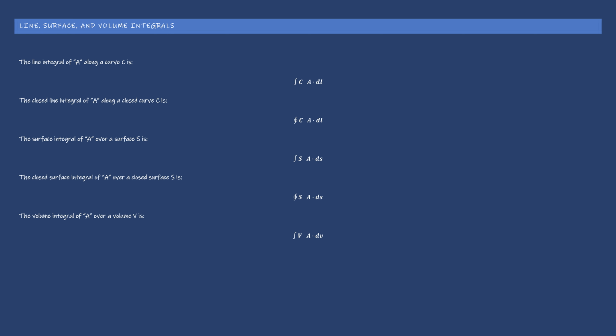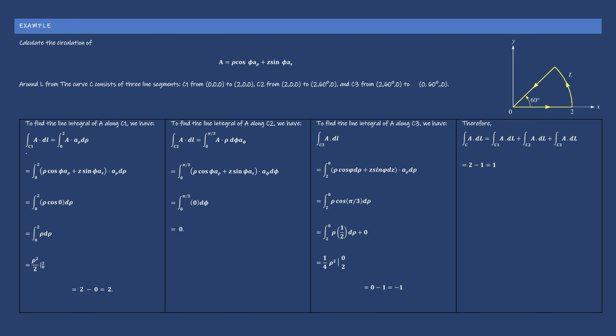The volume integral of a scalar field B over a volume V is denoted by the volume integral of B dV. This means that we multiply the scalar field by the differential element of volume, then add up all these products over the volume. Let's look at an example.